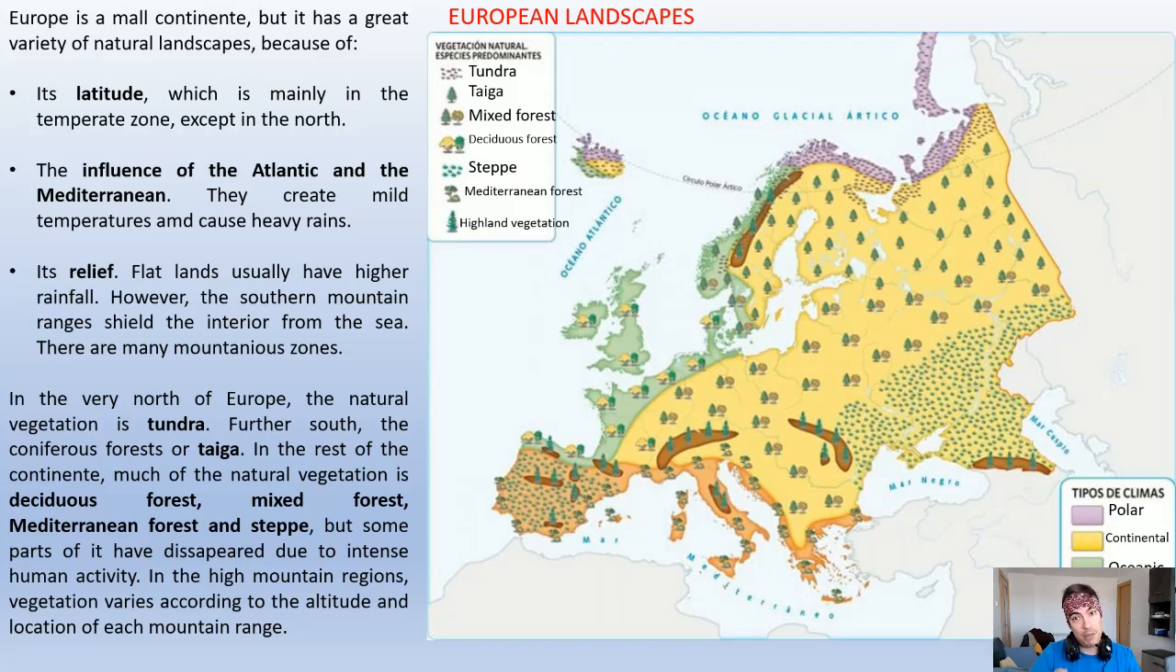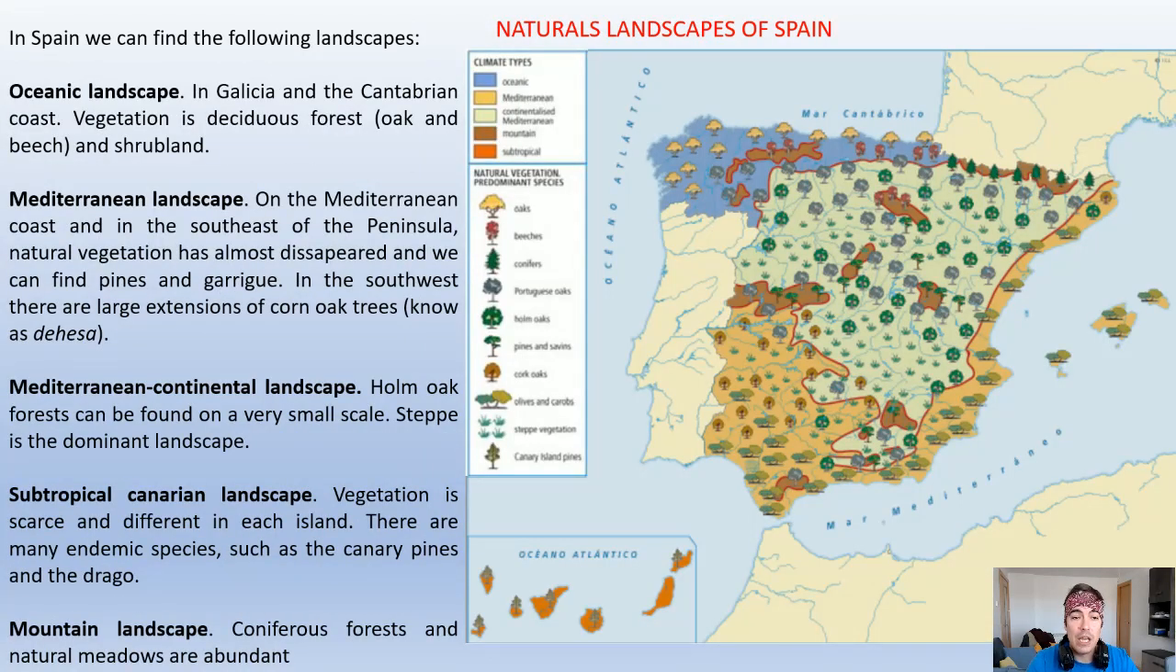Okay, the humans, they cut the trees and make the forest disappear. And in the high mountain regions, the vegetation varies according to the altitude and the location of each mountain range. There's not the same vegetation in the Pyrenees as in the Alps or in the Carpathian Mountains or the Caucasus. Okay, we will see it in the next units.